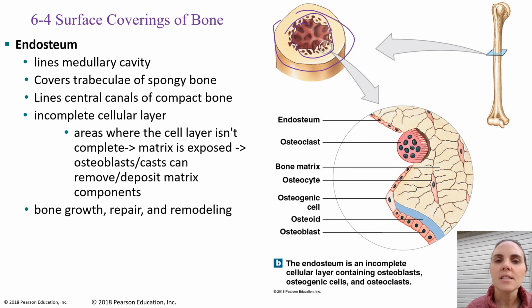It has a simple flat layer of osteogenic cells covering the bony matrix, and usually we don't have any connective tissue fibers involved here. There are areas where the cellular layer is incomplete and the matrix is actually exposed. At these spots, osteoblasts and osteoclasts can remove or deposit the matrix components. The endosteum is active during bone growth, repair, and modeling because of this.